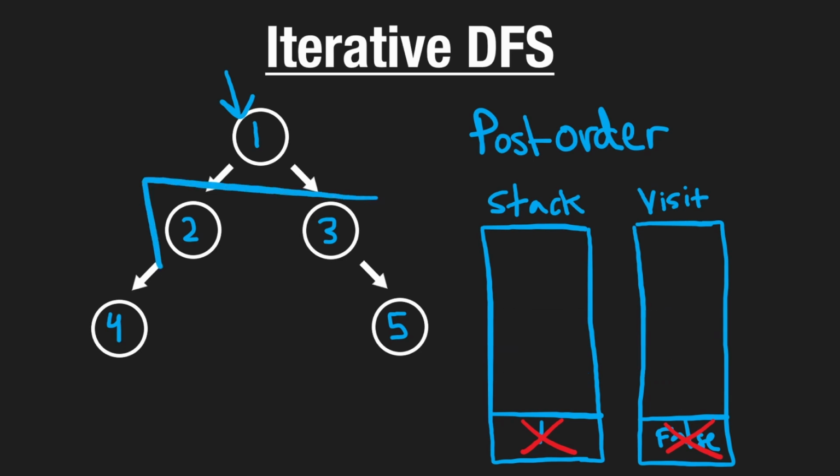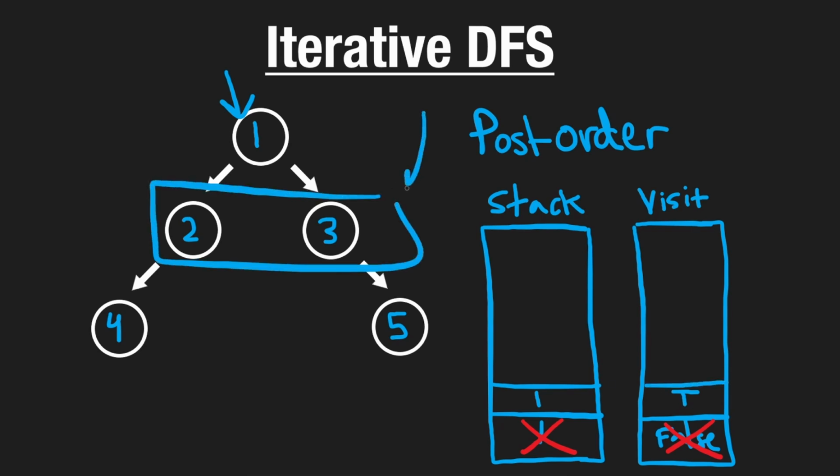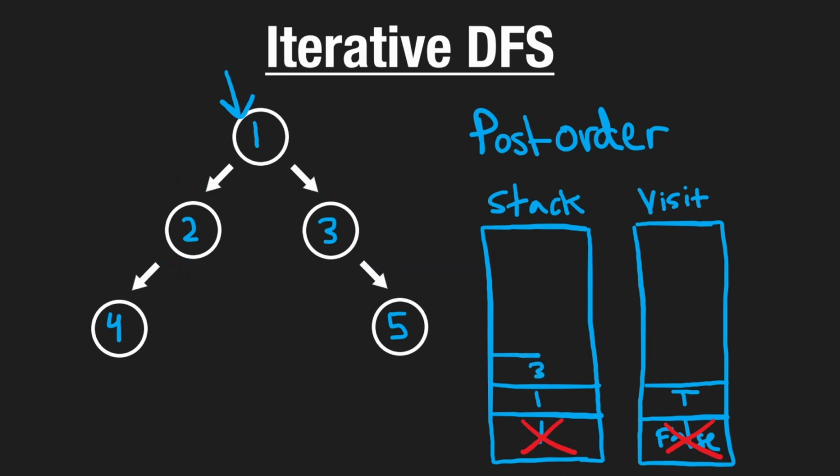But before we add the children, we're actually going to add 1 to the stack again. This time though, we're going to mark it with a T for true because it's already been visited. And then we're going to add the children. The order that we add the children matters though, because we want to pop 2 before we pop 3. So first we're going to add 3 to the stack, and then we're going to add 2 to the stack. We're going to mark these both with an F because they've not been visited yet.